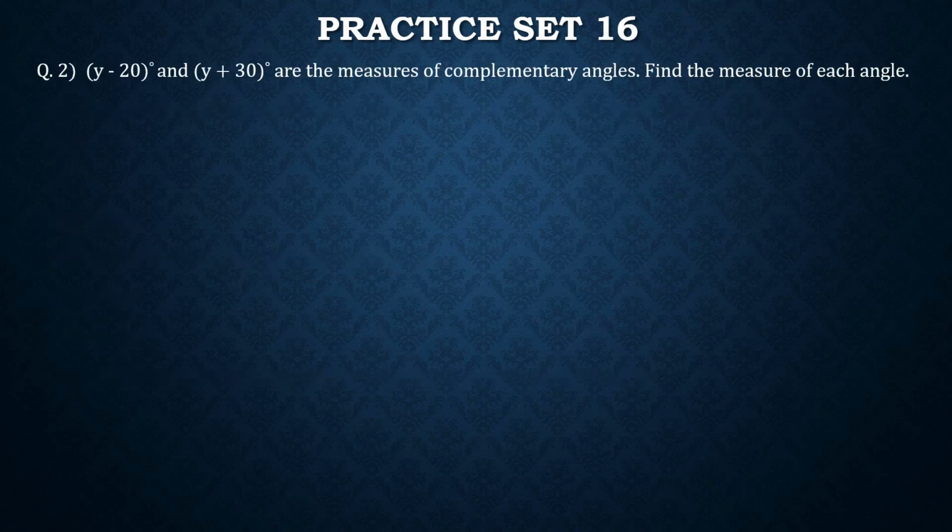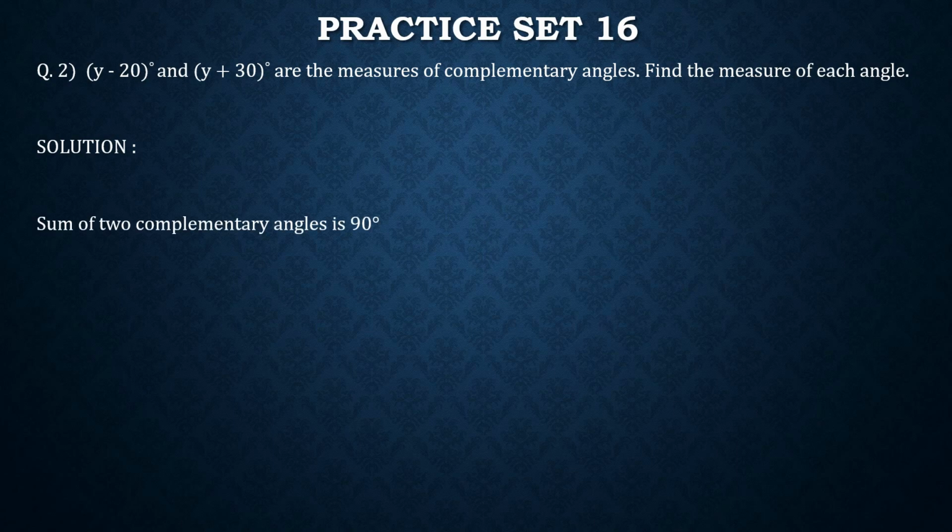Second question of practice set 16 is: y minus 20 degrees and y plus 30 degrees are the measures of complementary angles. Find the measure of each angle. So we have to find the exact measure of each angle. That is, we have to eliminate y from the given angles. Let us see how we are going to eliminate y from the measures of the given angles.